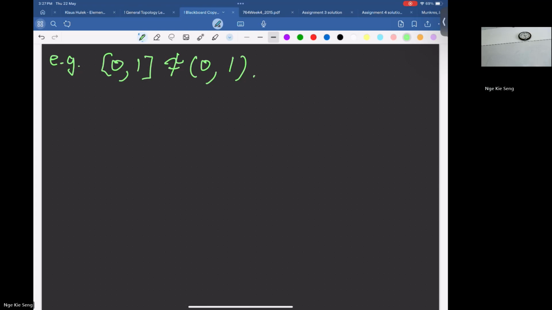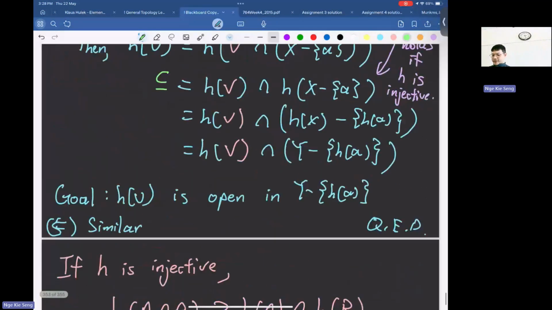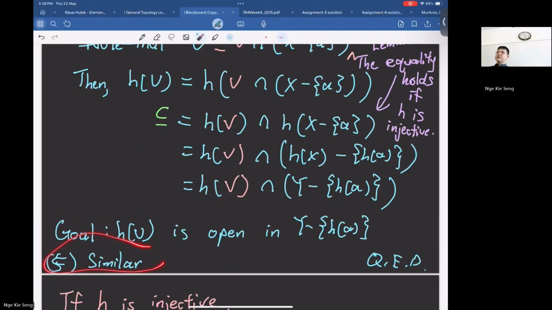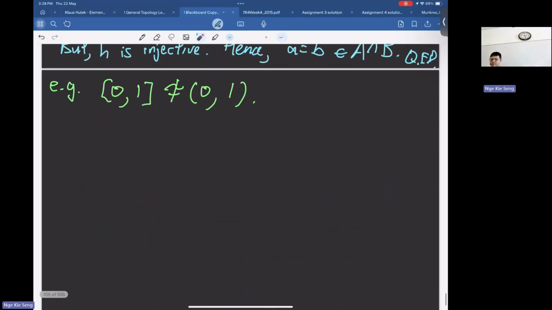Meaning what? There's no function that brings you from one open set to the other open set and then comes back. You can go forward maybe, but you cannot come back. Yes, I skipped the other direction. It's similar. You can try it out.